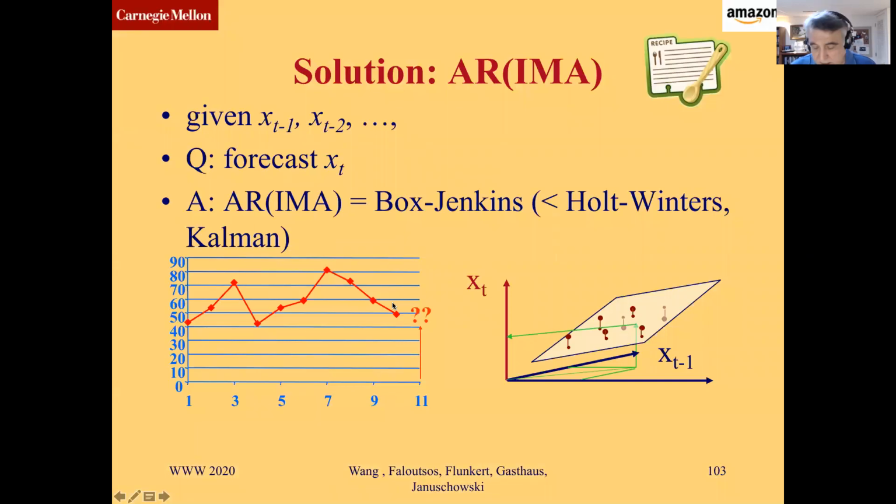The summary recipe is that for linear forecasting, we could use the autoregressive methodology, also known as Box-Jenkins methodology, which is part of the ARIMA, autoregressive integrated moving average methodology. This is related to Holt-Winters and also to Kalman filter special cases.